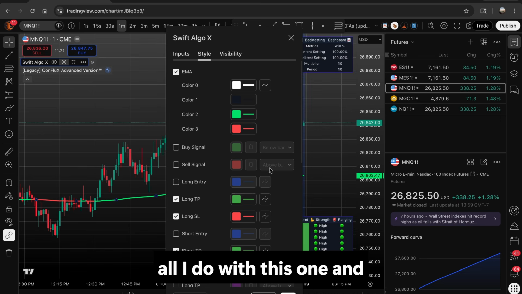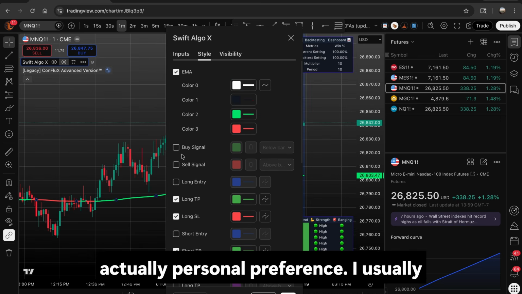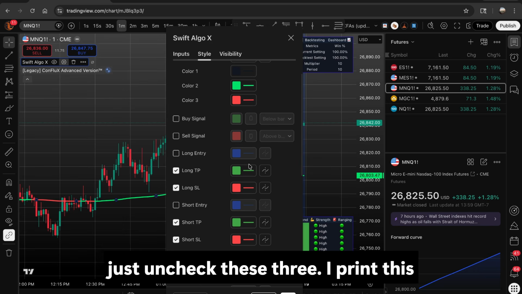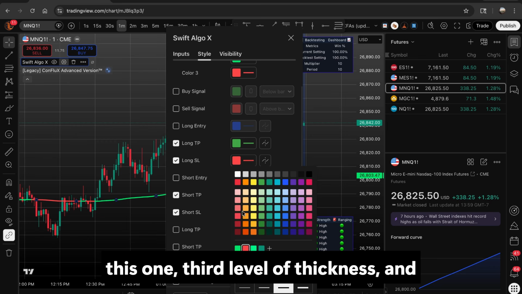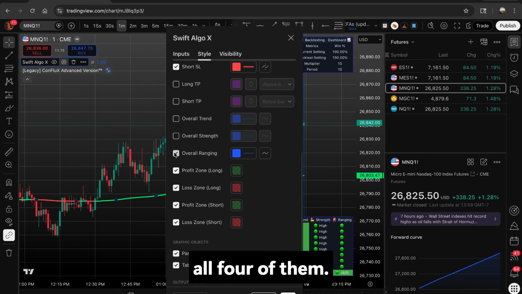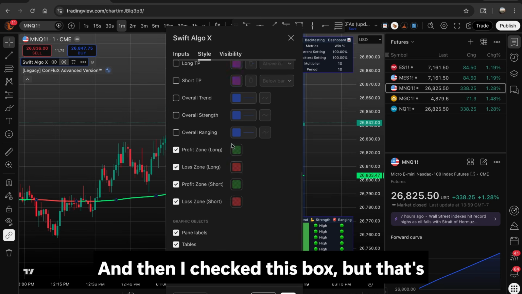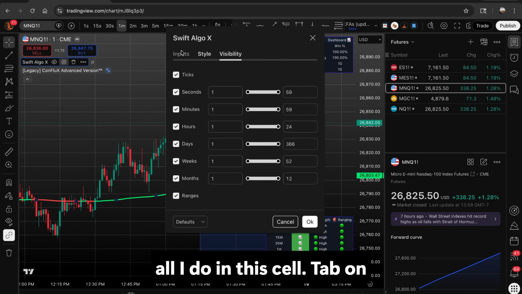And for the style tab, this is actually personal preference. I usually just uncheck these three. I put this third level thickness. Same thing with this one, third level thickness. And then I put this 50% shaded on all 4 of them. And then I uncheck this box, but that's all I do in the style tab. This is based on personal preference.